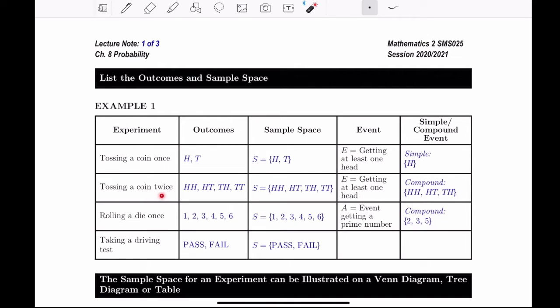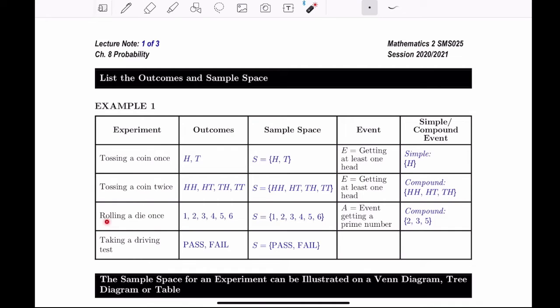So second experiment, tossing a coin twice. The possible outcomes are head head, head tail, tail head, or tail tail. So sample space, as I said just now, is the list of all possible outcomes. So we're going to put it with the curly bracket. So let's say the event is getting at least one head. So the compound event, the event of getting at least one head is just 3. It's either we're going to get both heads, or head tail, or the first one is tail and the second toss we get head.